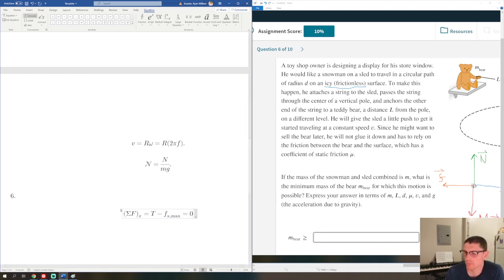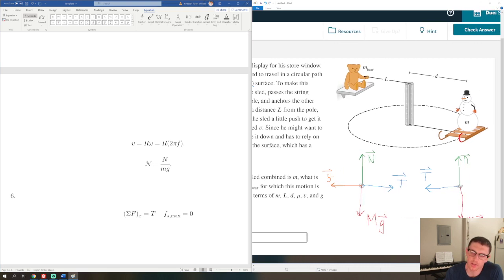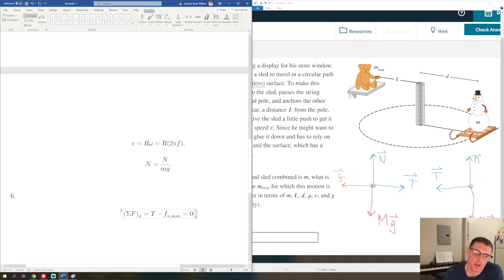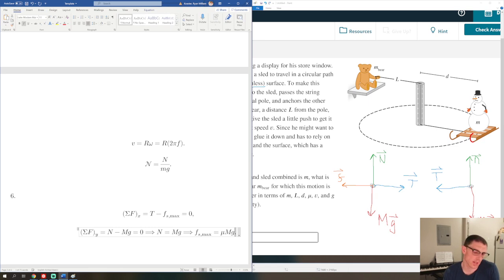So this is 0, of course, because the bear is there, right? It's not moving to the right or to the left. It's stationary, so that's fine. And then we do the y direction for the bear. And this is going to be what? Big N minus big Mg equals 0. And this, of course, tells us that big N equals big Mg, right? Which, in turn, tells us that our maximum static friction force equals mu big Mg. Okay? So hopefully that's all clear.